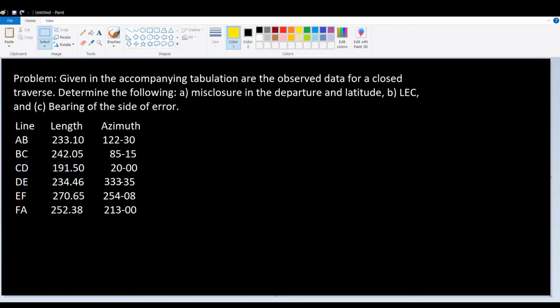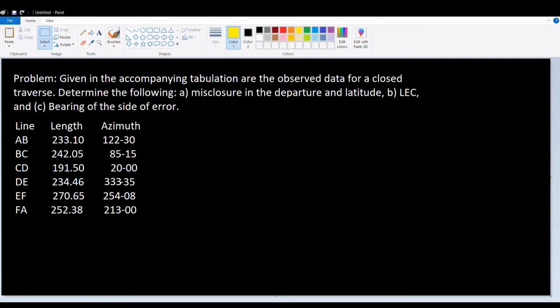Let us now work on the following problem. Given in the accompanying tabulation are the observed data for a closed traverse. We determine the following: the misclosure in the departure and the latitude, meaning the summation of the departures and the latitudes. Then, based on this, we'll be able to calculate the linear error of closure, and finally, the bearing of the side of the error, or simply the direction of the linear error of closure.